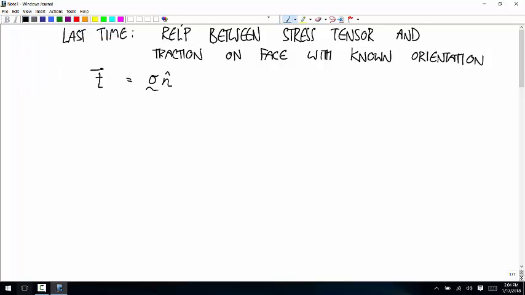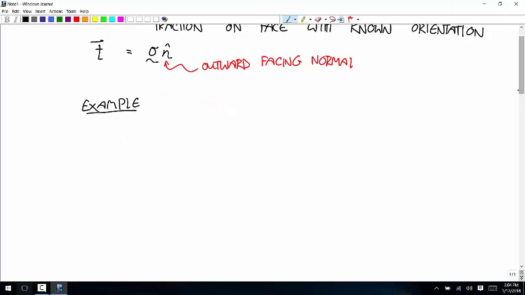Okay, so this is the outward facing normal. You could use that two ways. If you know the stress tensor and you don't know what loads are acting on an external surface, you could do it that way. So, for example, let's say we have a surface like this. So that's some material.